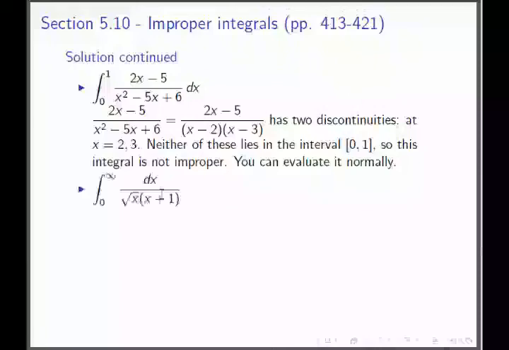Okay, this integral is clearly improper of type 1 because it has an infinite limit of integration.